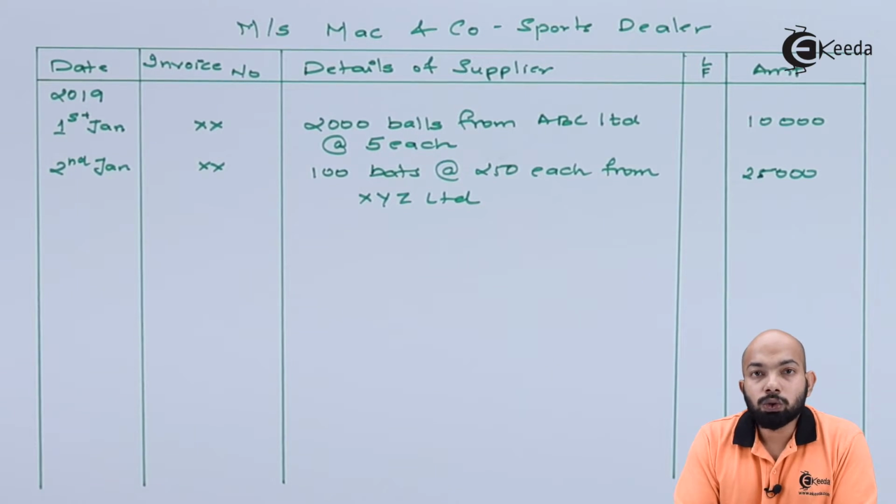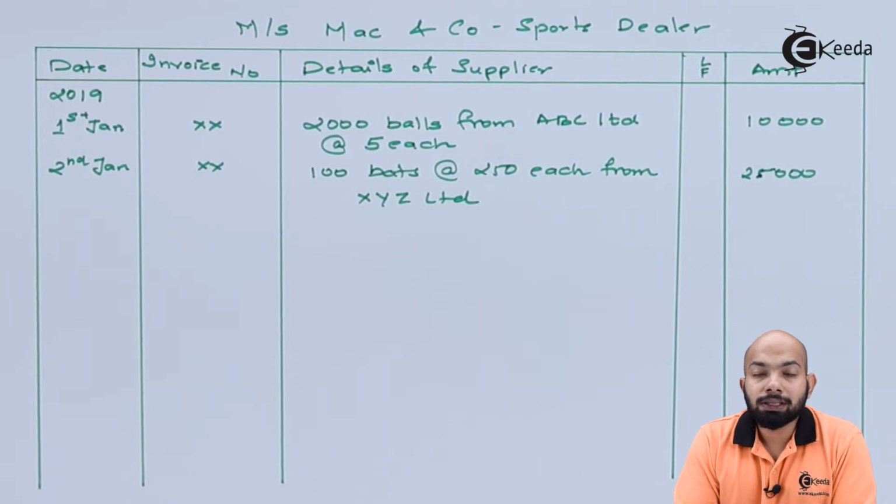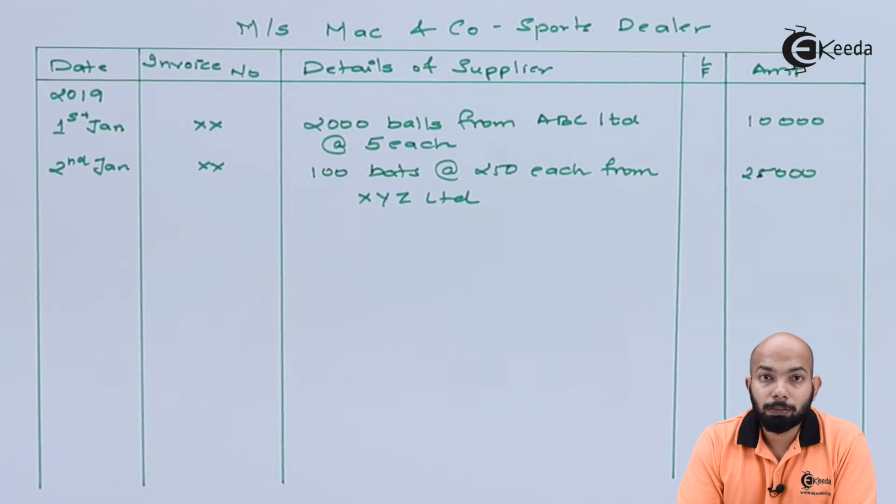Hundred bats at rupees 250 each were taken from XYZ Limited. Now, each bat is amounting to 250, and there were 100 in total that were taken. So, the total amount is 25,000, which has been mentioned in the amount column. Let's go on to the third part.